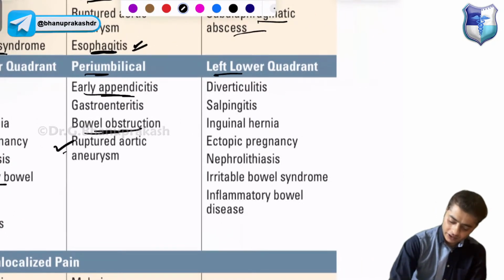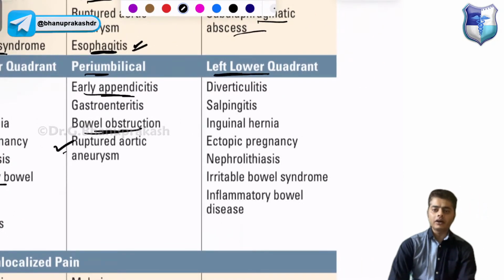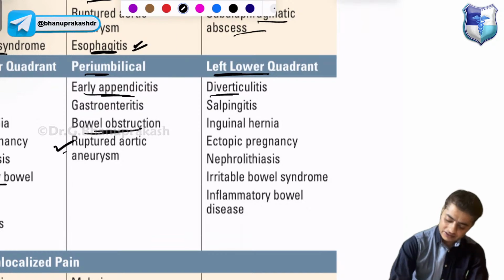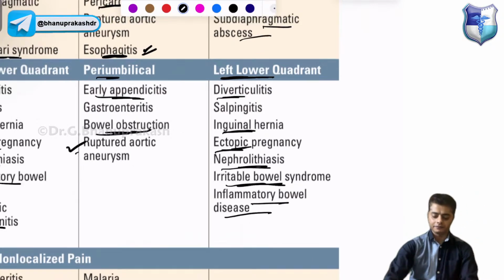Last is your left lower quadrant. What kinds of pain in your left lower quadrant? It is your diverticulitis, inguinal hernia, ectopic pregnancy, nephrolithiasis, your irritable bowel syndrome, and your inflammatory bowel disease, that is your IBD.